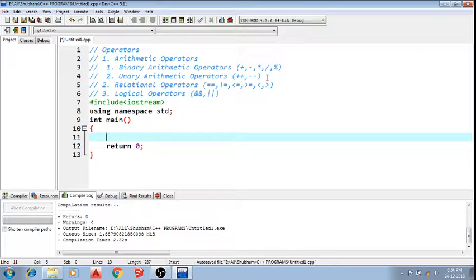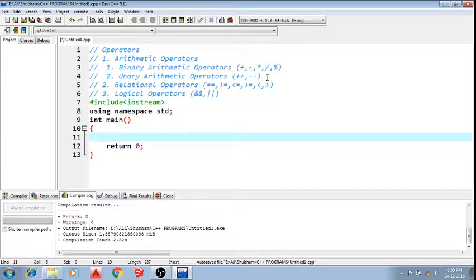In the previous two videos on operators we learned about arithmetic operators and relational operators, and in this part 3 we are going to learn about logical operators. So what are logical operators? We want to check some conditions logically. Suppose if I put AND, then both conditions should be true, and if I put OR, then only one of the conditions should be true.